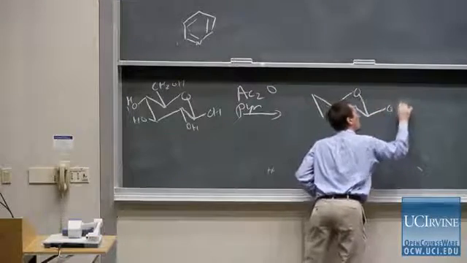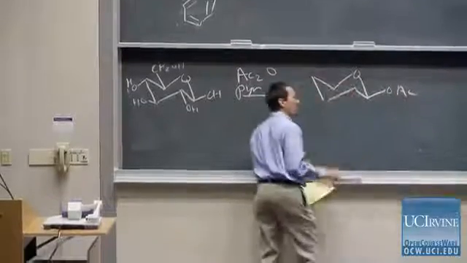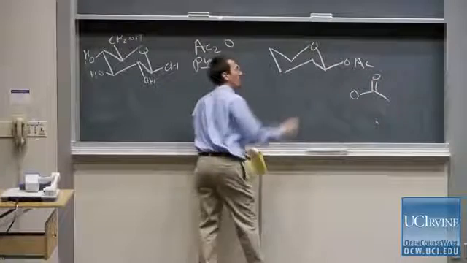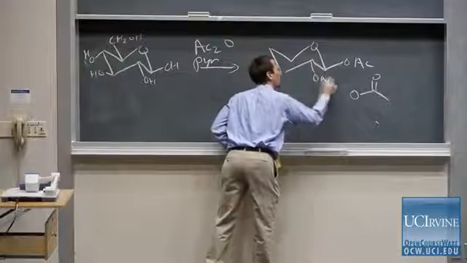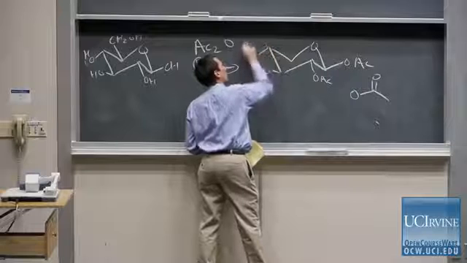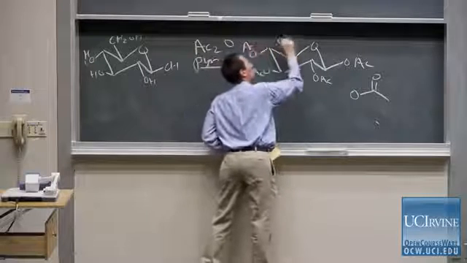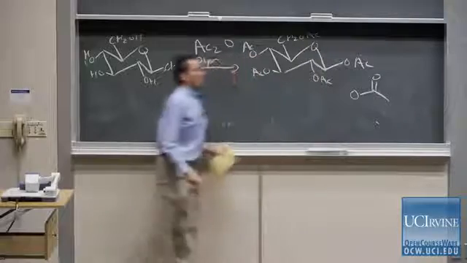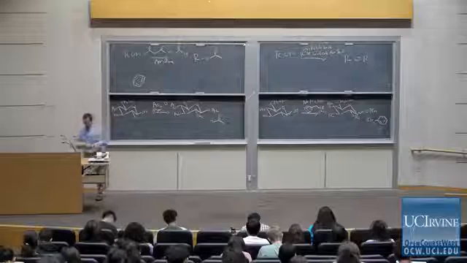Now we get the acetate, and we'll abbreviate that OAc. Remember, that's just an abbreviation for that. And so we can make the acetate of glucose.